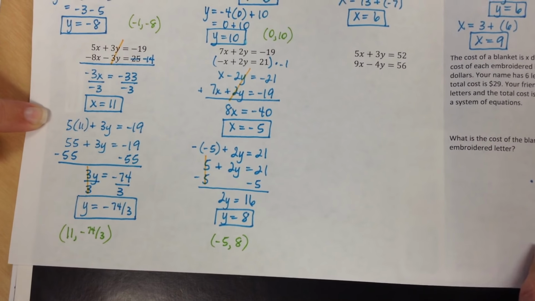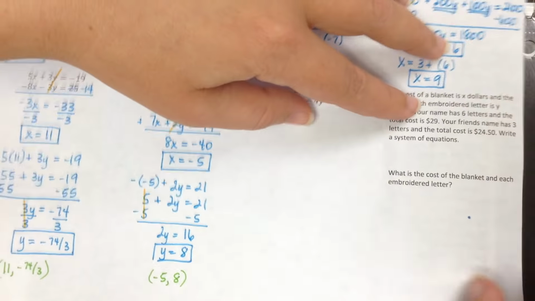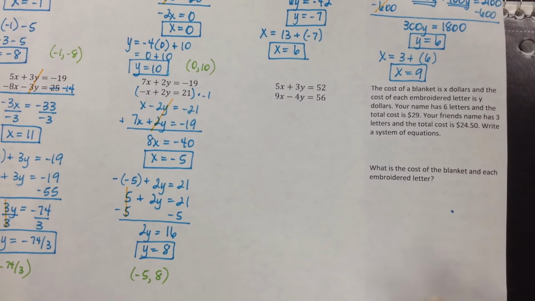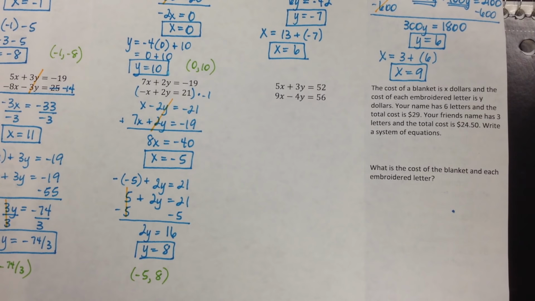Okay, I want you to take a minute and do the last one on your own. Keep in mind that you can multiply both equations by whatever you need to eliminate a variable. So pause this video and come back and see if you got it right.